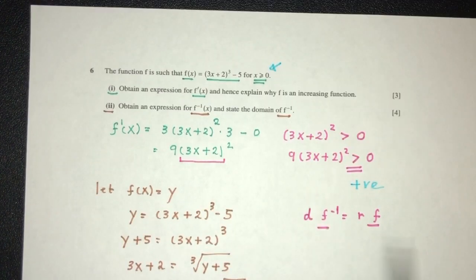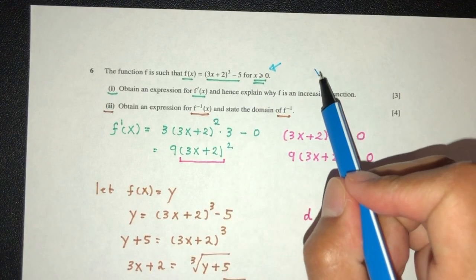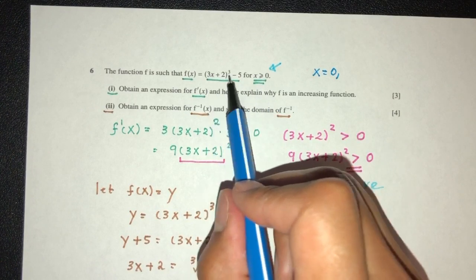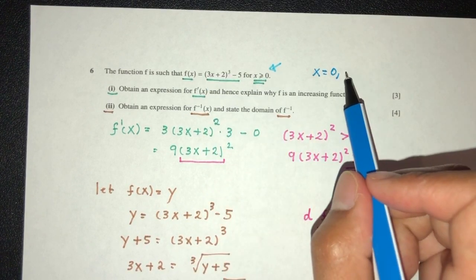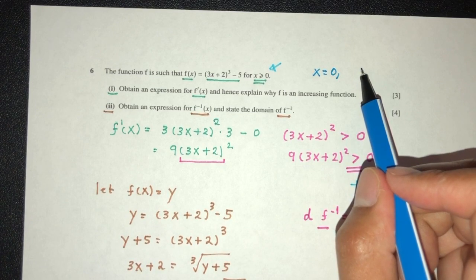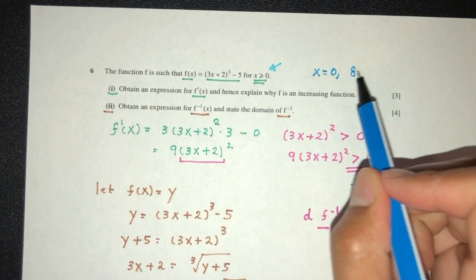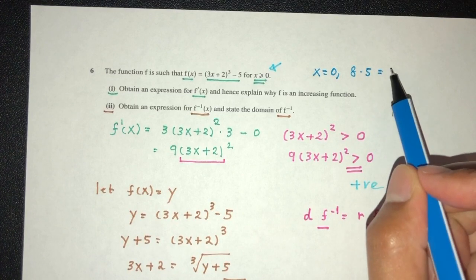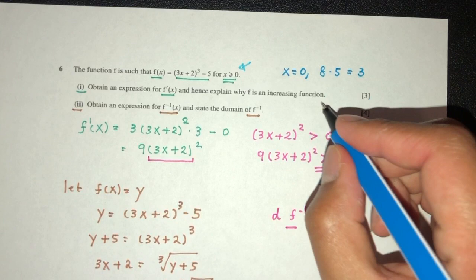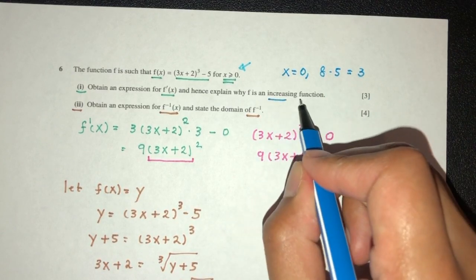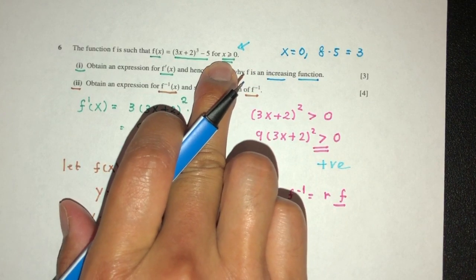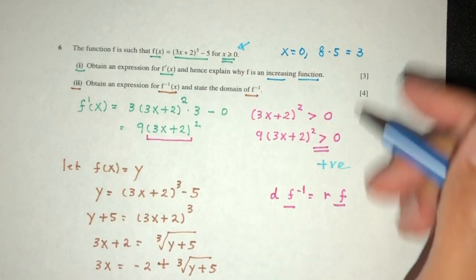Range of f is this. For the value of x equal to 0, what is that going to be? That is going to be 3 times 0 is 0, plus 2. That will be 2. 2 power 3 will be 8. 8 minus 5, that should be the value of 3. So as you can see, since the graph will always be going up, an increasing function, the minimum point defined by the x value here is 3.